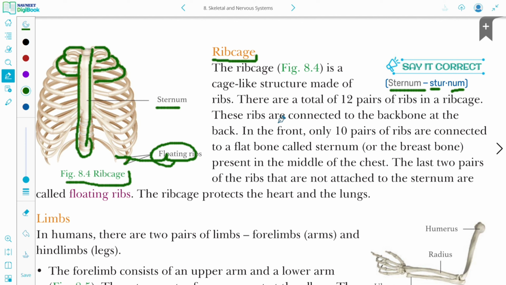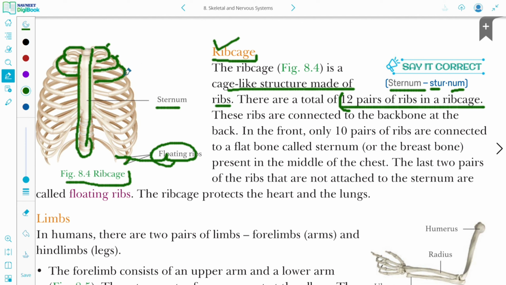ठीक है. Okay, now in detail we'll study about the rib cage. Rib cage is a cage-like structure made up of ribs. Rib cage क्या है? एक cage-like structure है जो कि rib से बना हुआ है, इसलिए इसको हमने क्या नाम दे दिया? Rib cage. There are total 12 pairs of ribs in a rib cage. कितनी pairs होते हैं? 12 pairs. काउंट कर लो आप.